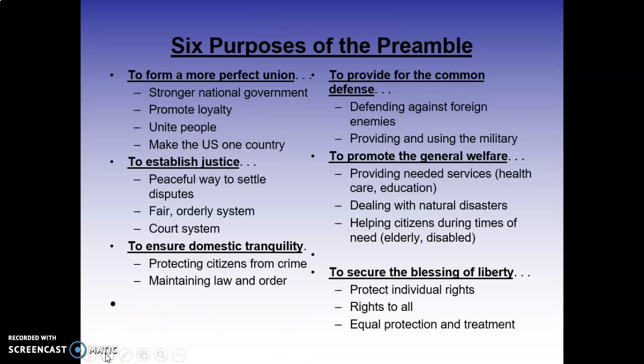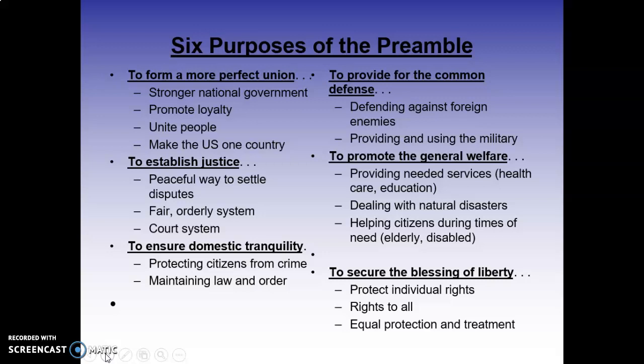So here are the purposes of your preamble. There are 6 purposes to this thing. So I want you to look at it. It says to form a more perfect union: stronger national government, promote loyalty, unify the people or unite the people, and make the U.S. one country. To establish justice: peaceful way to settle disputes, fair, orderly system, court system. To ensure domestic tranquility: to protect citizens from crime, to maintain law and order.